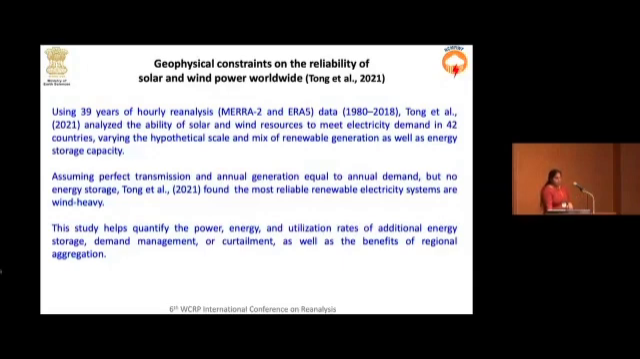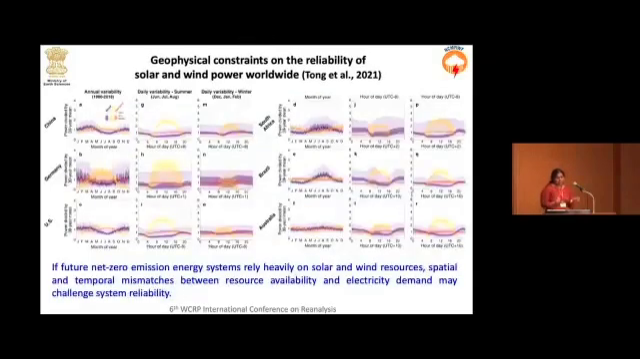Assuming perfect transmission and annual generation equal to annual demand but no energy storage, Tong et al. found the most reliable renewable electricity systems are wind heavy. This study also helps to quantify the power, energy and utilization rates of additional energy storage, demand management or curtailment, as well as the benefits of regional aggregation. So these are some glimpses from this particular paper, Tong et al. 2021. They studied 42 countries from 1980 to 2018.